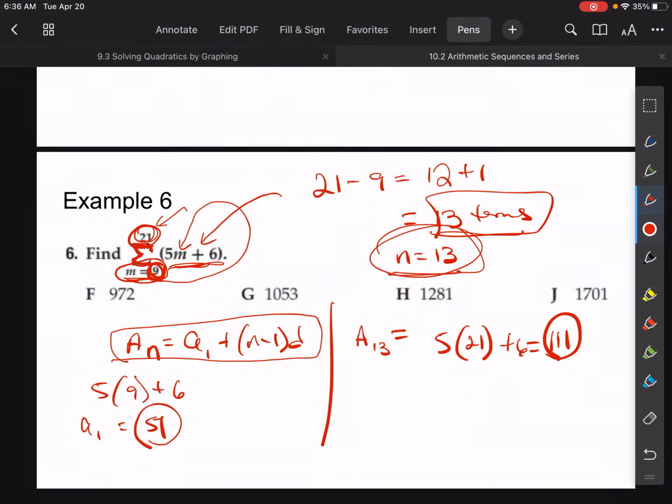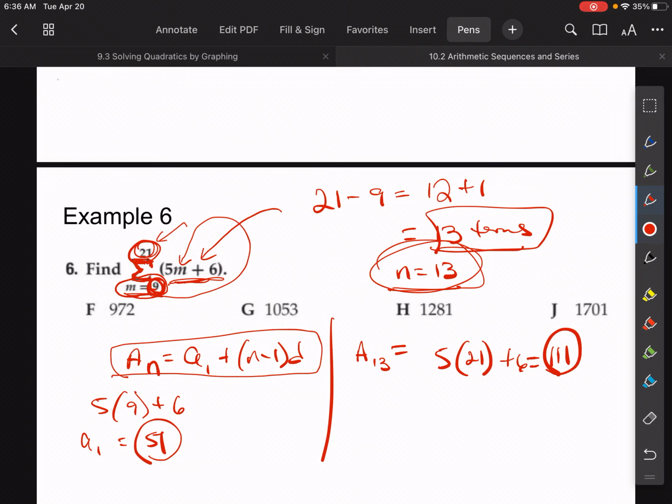Now you just go back to your sum equation. You take the first one, add it to the last one, divide it by 2, and multiply it by n. N is, in this case, 13. I know this one's probably going to be a little confusing. This comes out to 1,053.